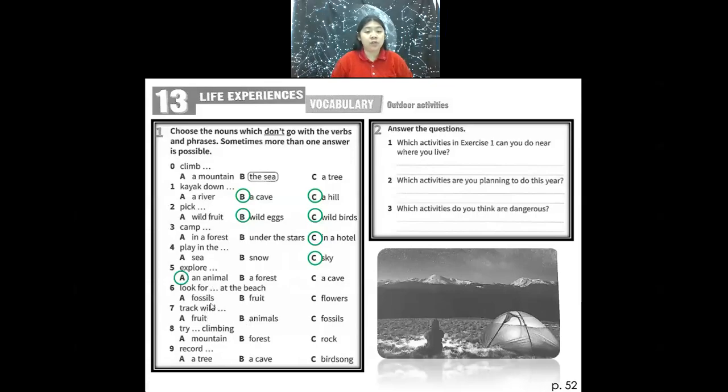Can you look for fossils, fruit, or flowers? Okay, so usually the beach does not really have many trees there. Even if they do have, you can't really find any fruit or flowers on the trees, and they are not edible anyway, most probably poisonous. So yes, we don't usually look for fruit and flowers at the beach.